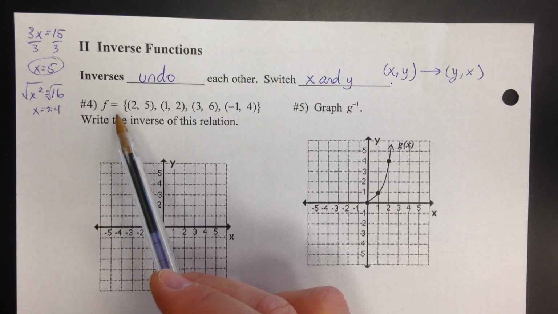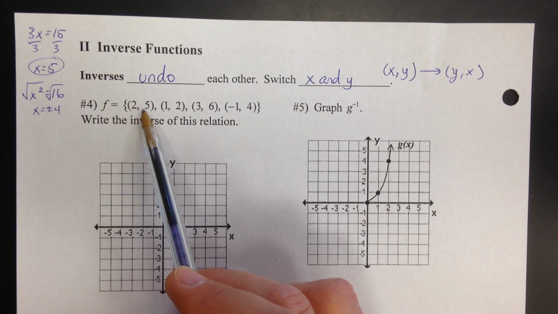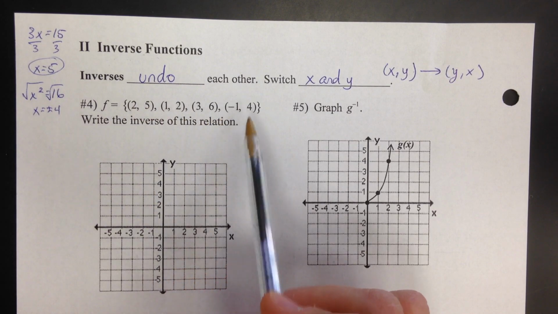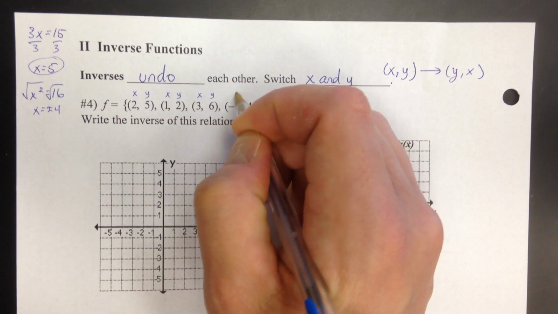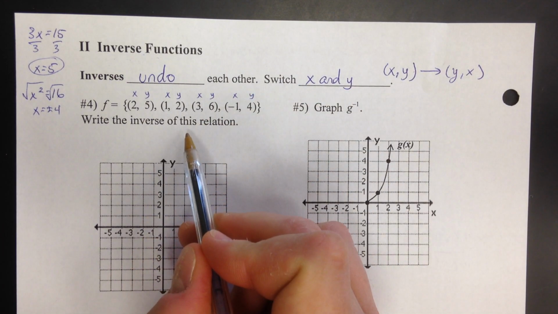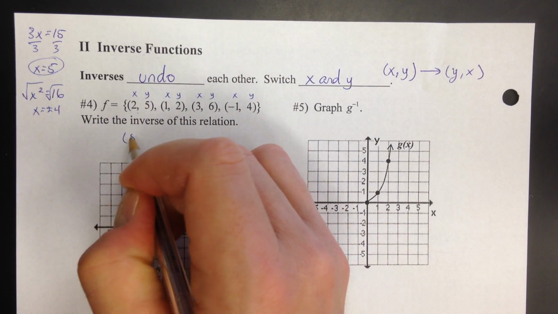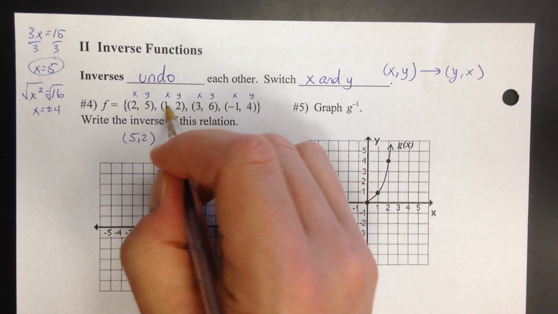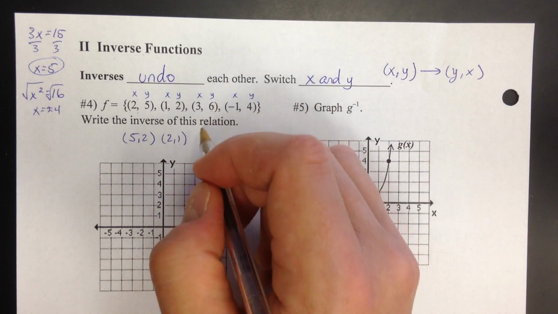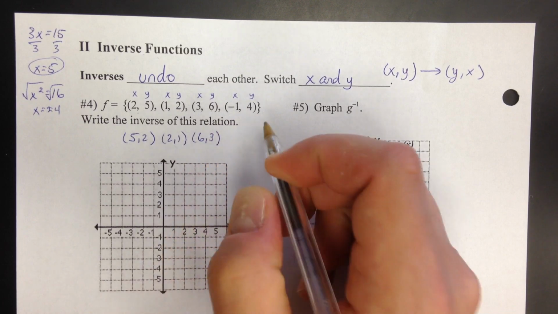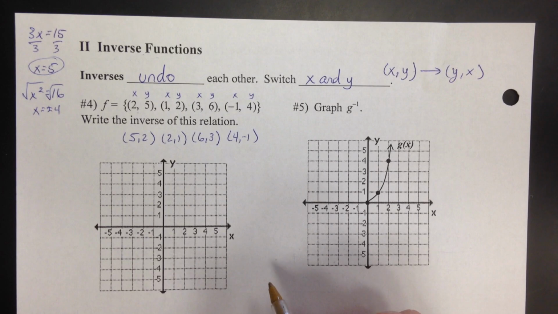So for example, number 4, f equals, so this is function f, and it's a set of points: 2, 5, 1, 2, 3, 6, negative 1, 4. Each one of these is an ordered pair x comma y. Write the inverse of this relation. Well, 2 comma 5 becomes 5 comma 2. 1 comma 2 becomes 2 comma 1. 3 comma 6 becomes 6 comma 3. Negative 1 comma 4 becomes 4 comma negative 1.